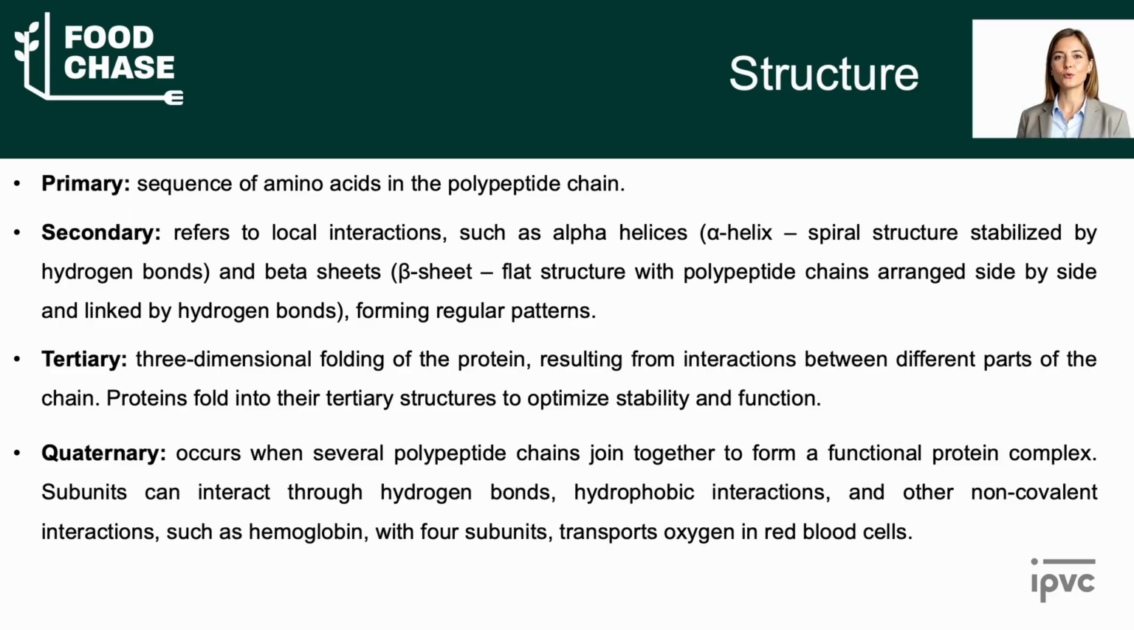Protein structure has 4 levels. The primary structure is the sequence of amino acids in the chain. The secondary structure includes local interactions like alpha helices and beta sheets, which form regular patterns. The tertiary structure is the 3-dimensional folding that optimizes stability and function. Finally, the quaternary structure occurs when multiple polypeptide chains join together, like hemoglobin, which has 4 subunits and transports oxygen in red blood cells.